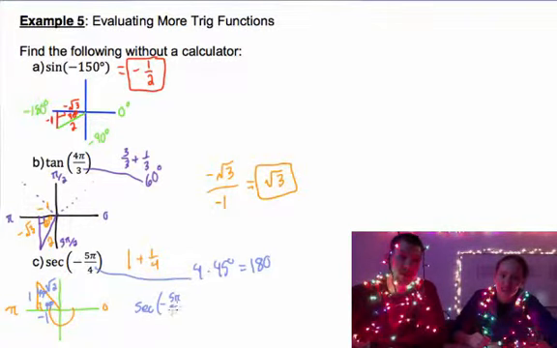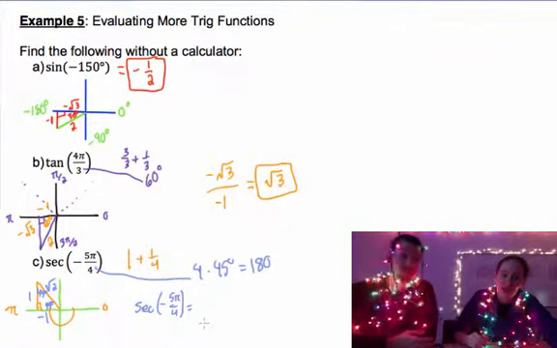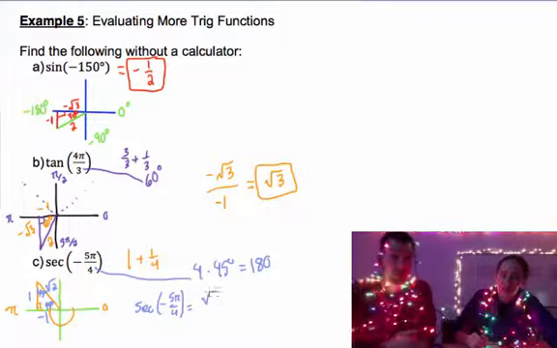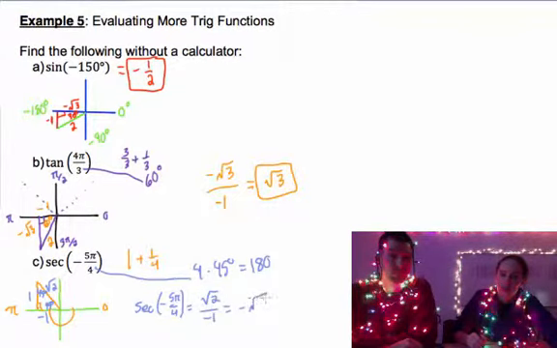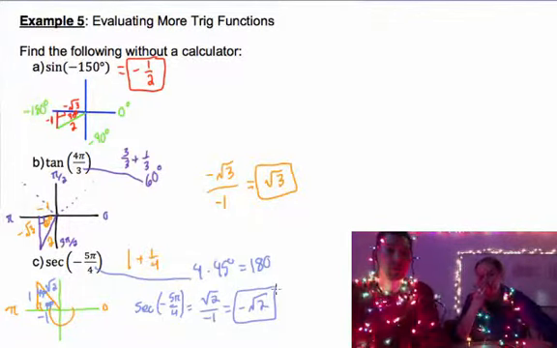Yeah, you were. So the secant of this is going to be the reciprocal of the cosine, which happens to be x over r. So we want r over x. R over x it is. So square root of 2 over -1, which is negative square root of 2. Look at that. Perfect. Trig functions, no calculators.